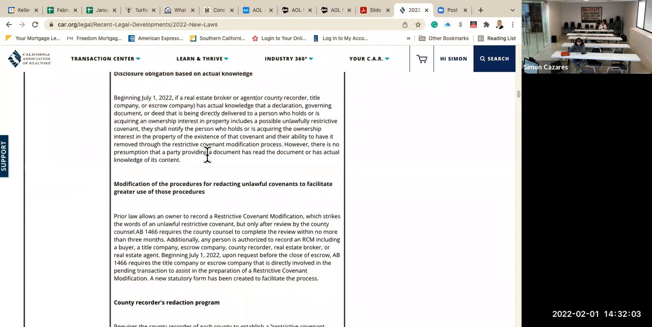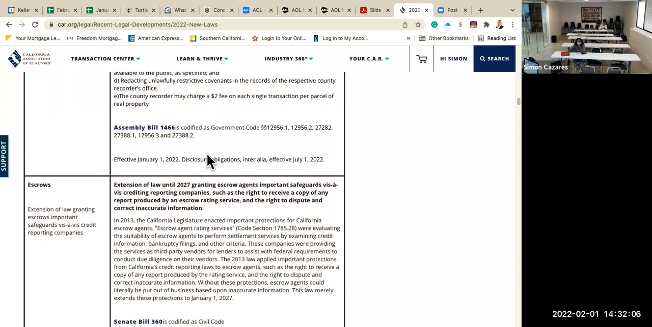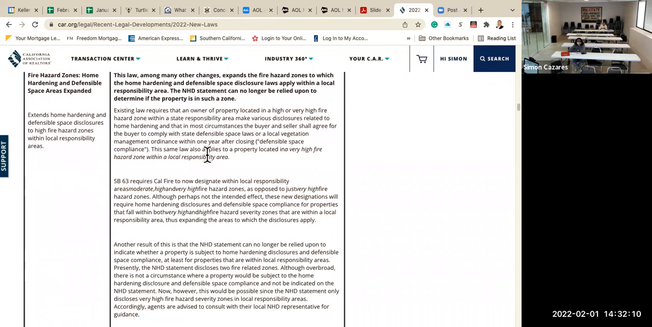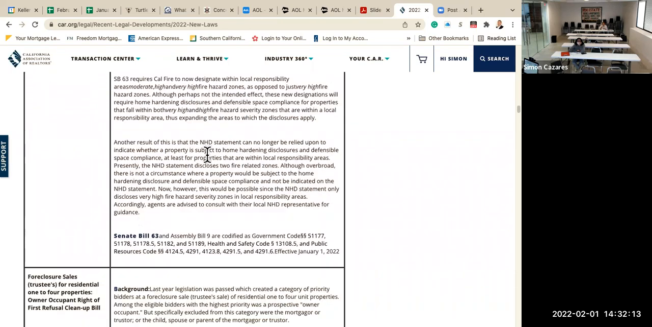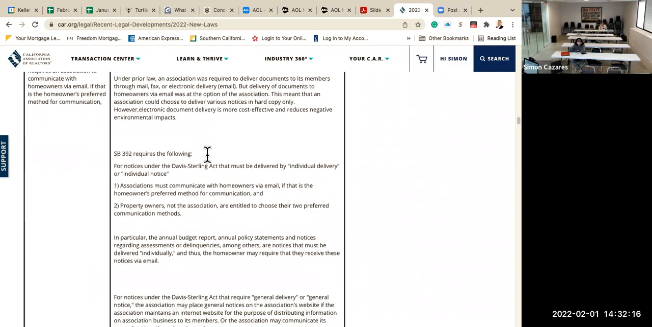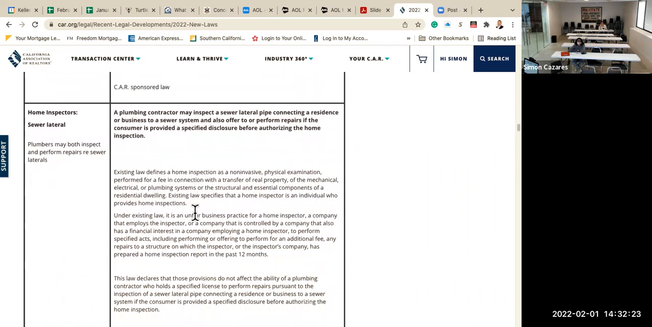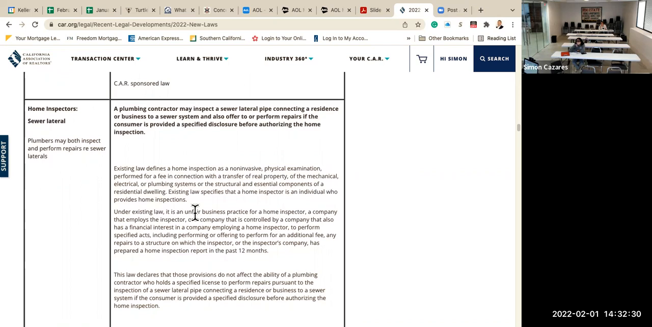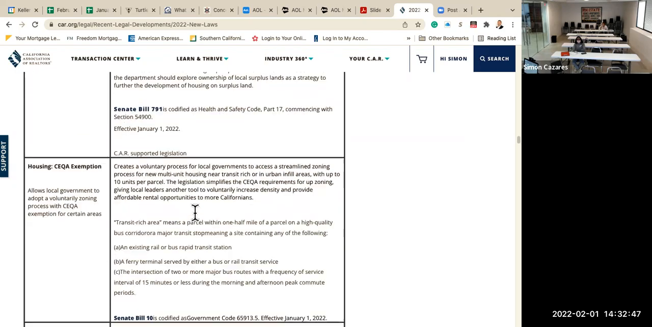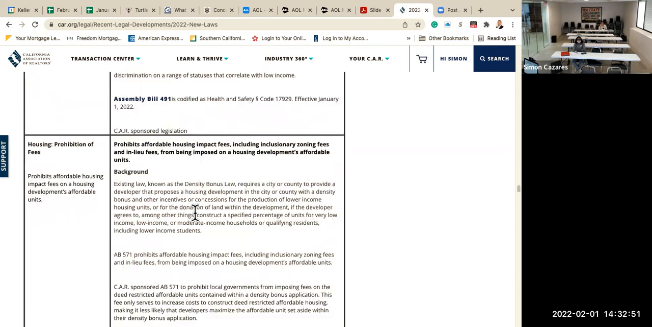So again, a lot of this is all part of your member services. Escrow, there are a lot of things here that they're going to revise, modify, add, and take away in the new changes for 2022. Okay. Let me see another one. Home inspector, sewer laterals. Plumbers may both inspect and perform repairs on sewer laterals. A plumbing contractor may inspect a sewer lateral pipe connecting a residential or business property to a sewer system, and also offer to or perform repairs if the consumer is provided a specific disclosure before authorizing the home inspection. Okay, there's just a lot of stuff here that would be in effect.